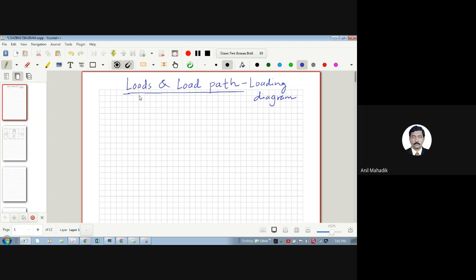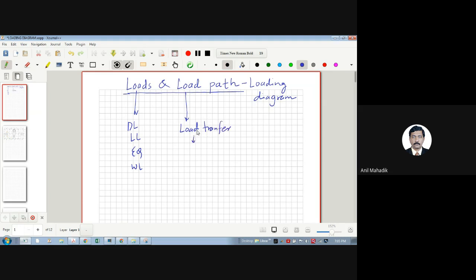Loads means, as all of you know, dead load, live load, earthquake load, wind loads, all these kinds of loads. And load path means how the load is transferring through different members. So load transfer, we can say. Load path means load transfer.